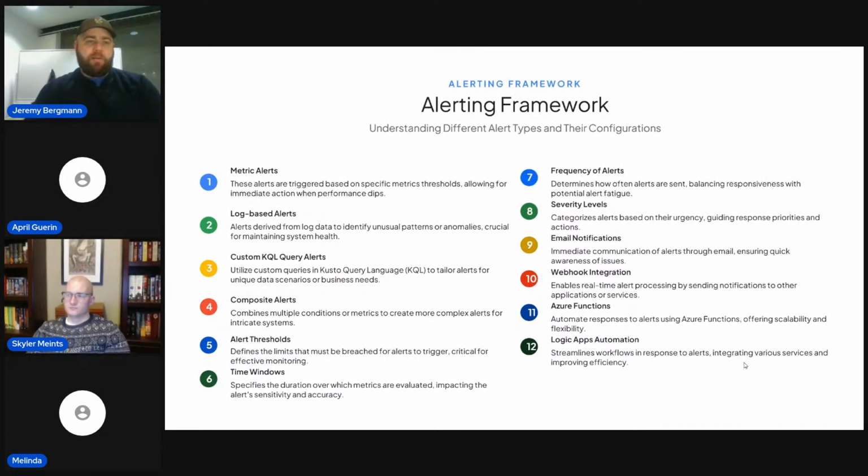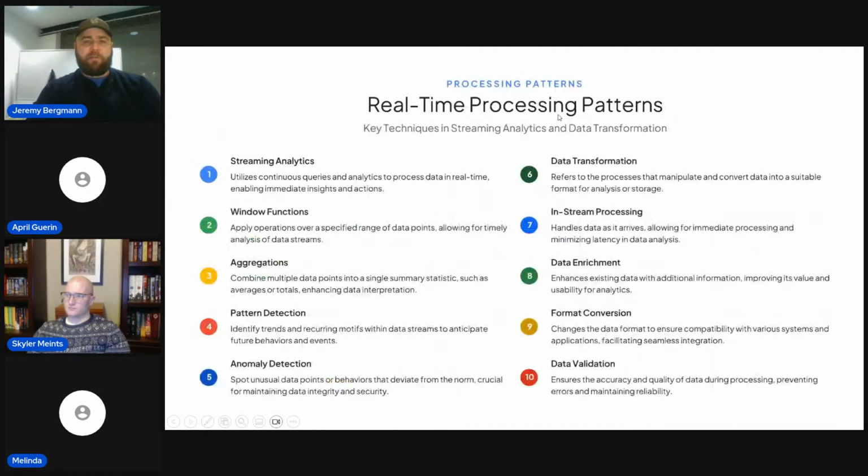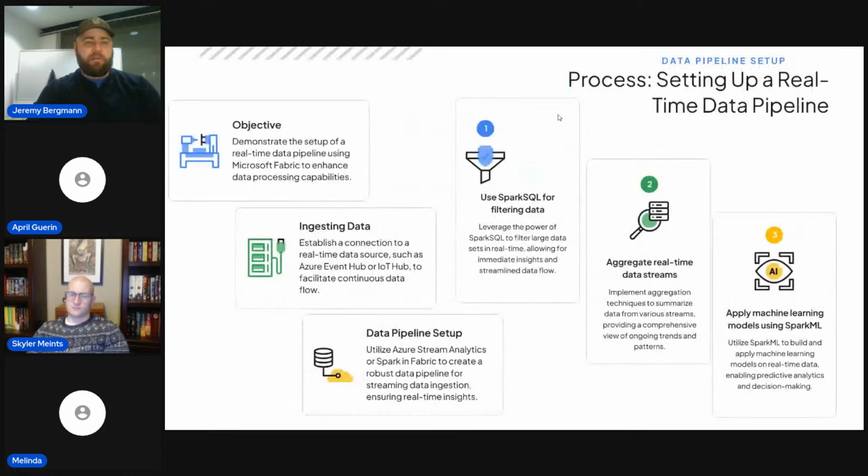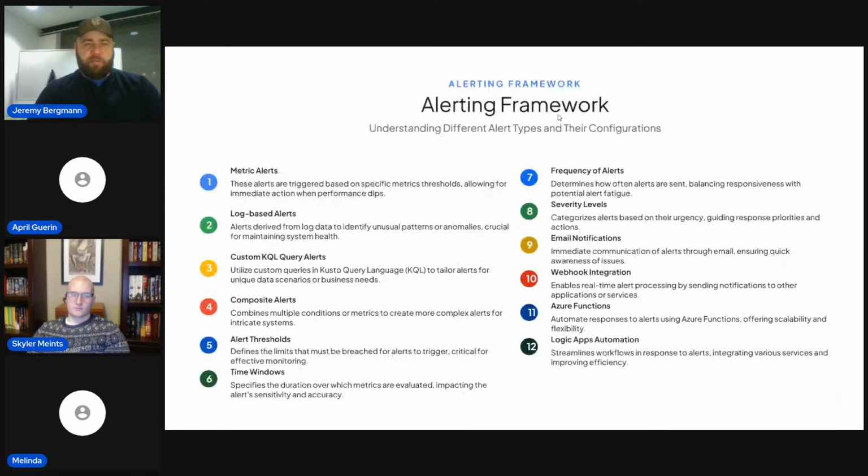Okay. So there are a number of different alerts that you could create. Somewhat similar to real-time processing, but this is more about the processing, and this is about the alerts. You can do metric-based alerts, all sorts of different types of alerts. Log-based alerts, looking at anomalies in your system logs, looking for system health. Custom KQL query alerts, so you can create your own queries and really customize your alerts. Conditional alerts, thresholds, time windows. You can see frequencies of alerts.